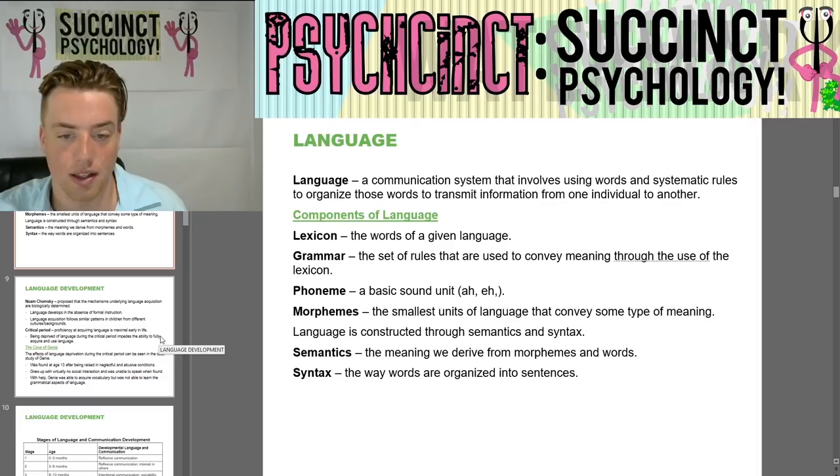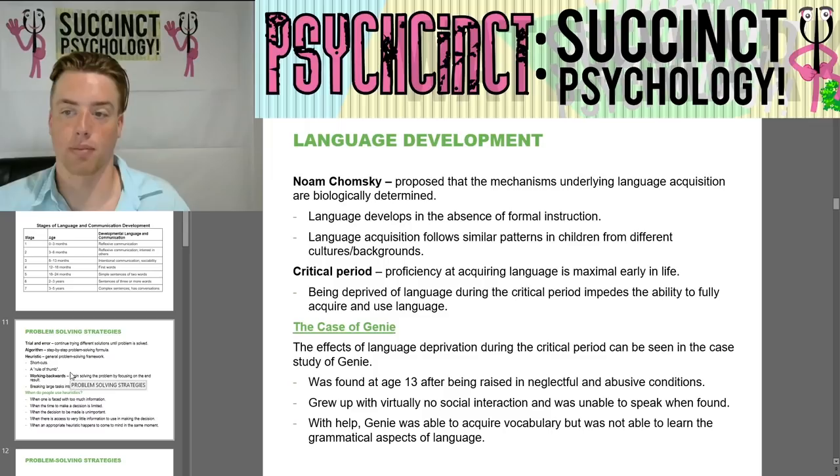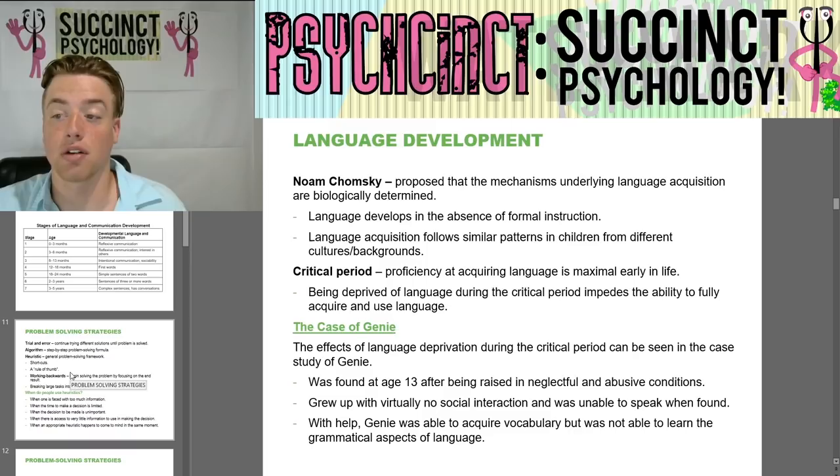Next, we have language development. So, Noam Chomsky proposed that the mechanisms underlying language acquisition are biologically determined. So language develops in the absence of formal instruction. Language acquisition follows similar patterns in children from different cultures and backgrounds. Now, a critical period is when proficiency in acquiring language is maximal in early life. Being deprived of language during the critical period impedes the ability to fully acquire and use language.